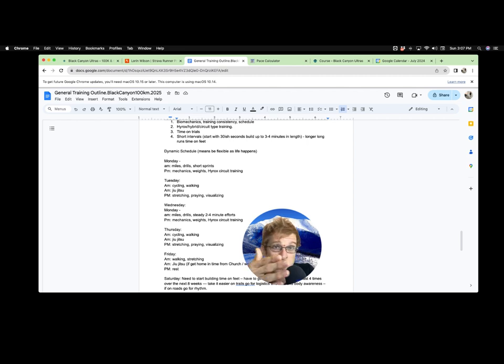So dynamic schedule, which means be flexible as life happens. I'm not a pro athlete, and so I have other obligations outside of this. I don't have a family or anything like that, but most of my obligations are business related, community related, and church related. So I'm a leader in all three of those domains, and so there are other obligations. And then also a lot of family members do reach out to me, a lot of friends do reach out to me, and so being emotionally available for them, not being so caught up in this race that I don't have that emotional availability for them.